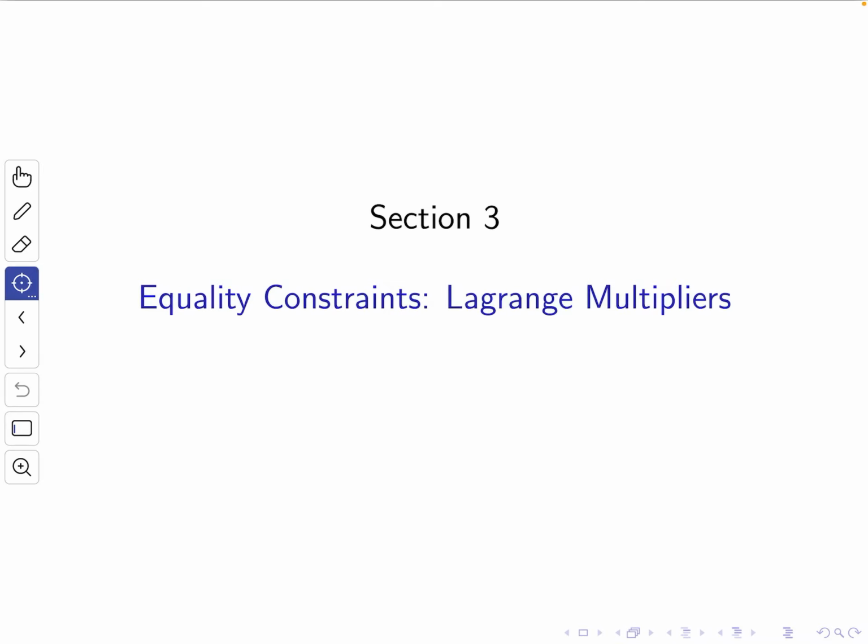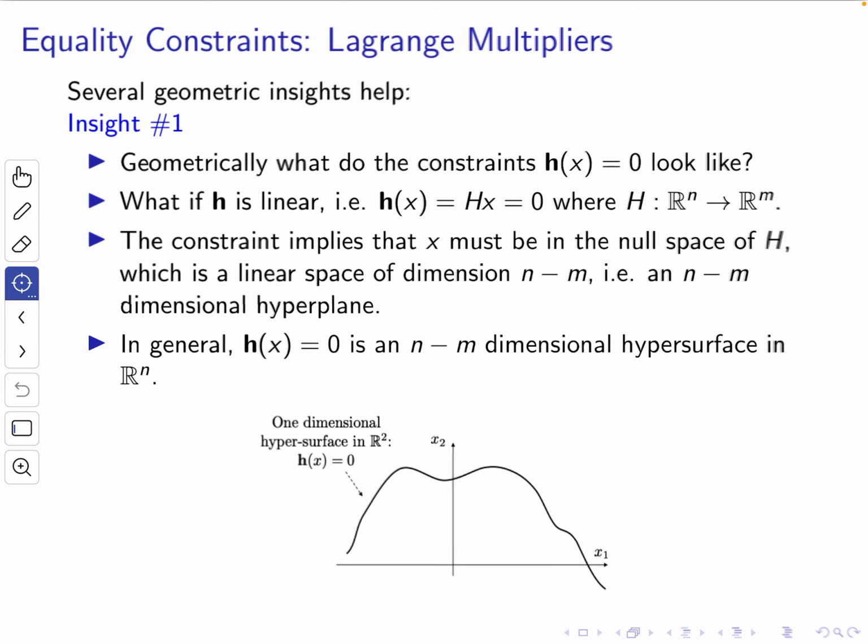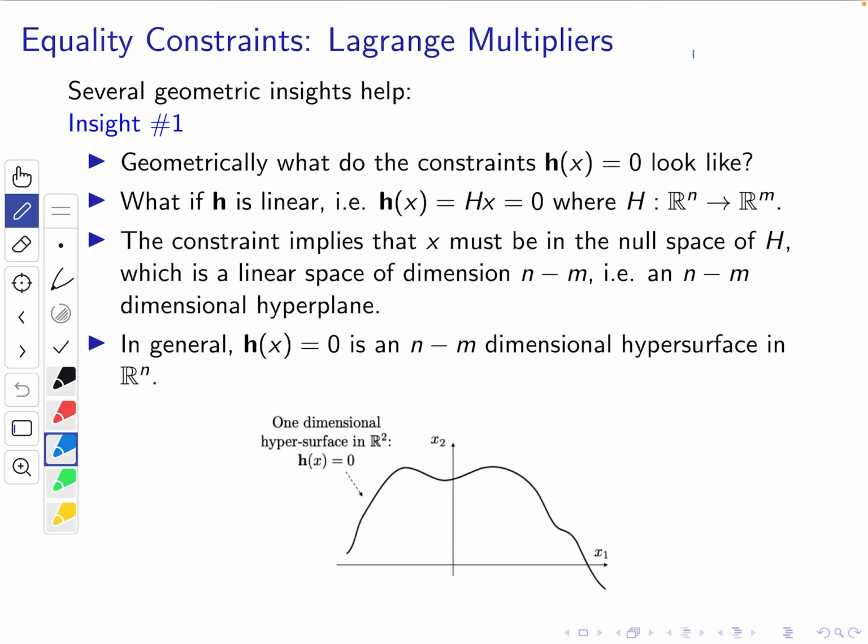Okay, so in this section, we're going to talk about equality constraints using the Lagrange multipliers. So we have an equality constraint. In other words, what we're trying to do is minimize f of x subject to the constraint that h of x is equal to 0. And h is a vector of constraints.